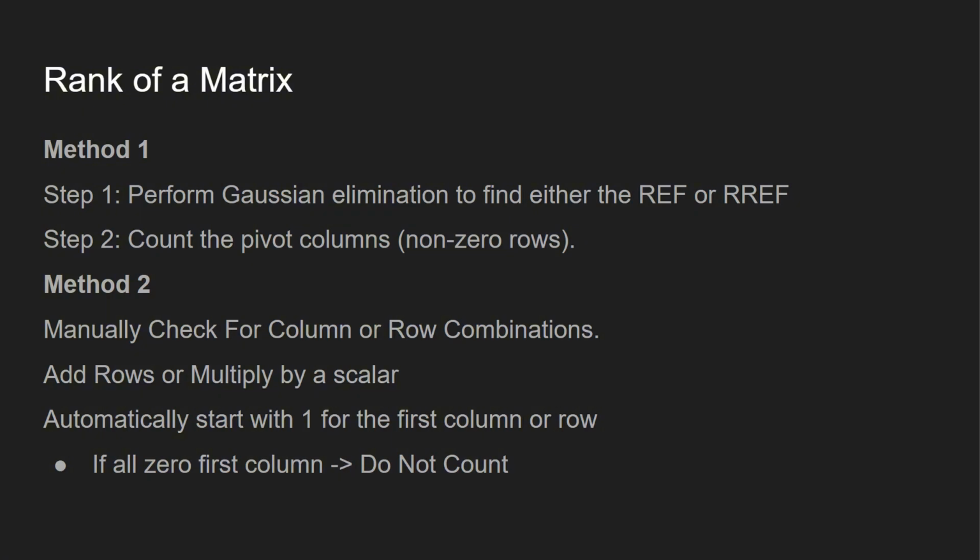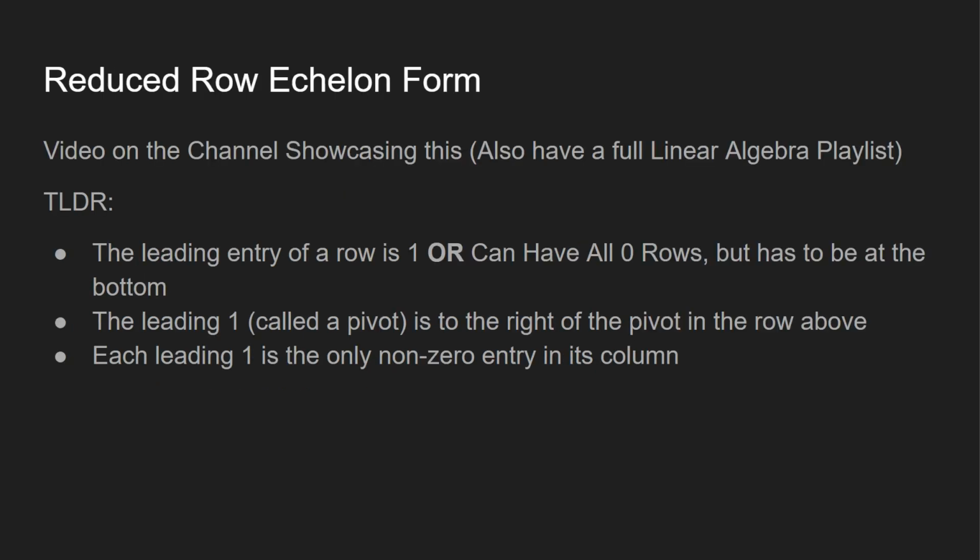Method one: perform Gaussian elimination to find either REF or RREF and count the pivot columns, which is the non-zero rows. Method two is to manually check for column or row combinations. Add rows or multiply by a scalar, automatically starting with 1 for the first column or row. And if you have all zeros, it should say the first column or row does not count.